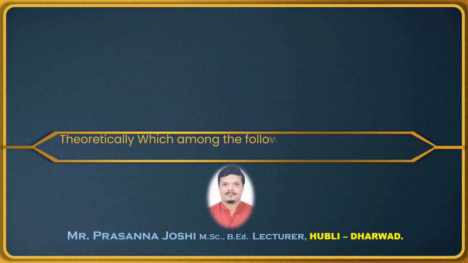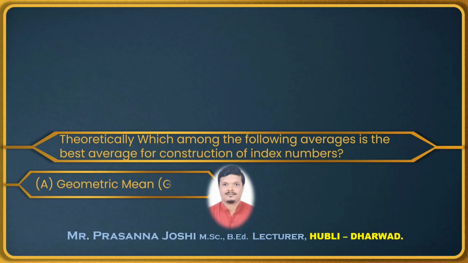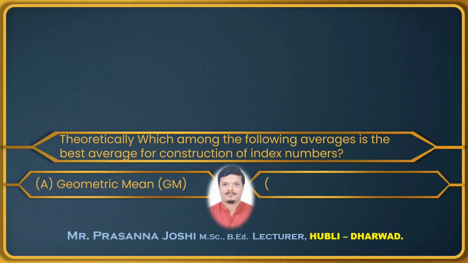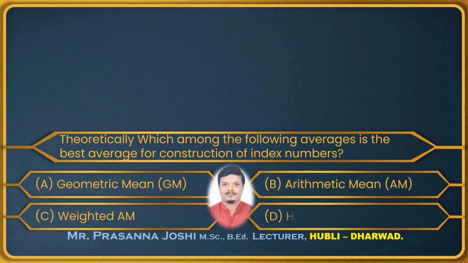Next question. Theoretically, which among the following averages is the best average for the construction of index numbers? First option geometric mean, second option arithmetic mean, third option weighted arithmetic mean, the last option is harmonic mean.